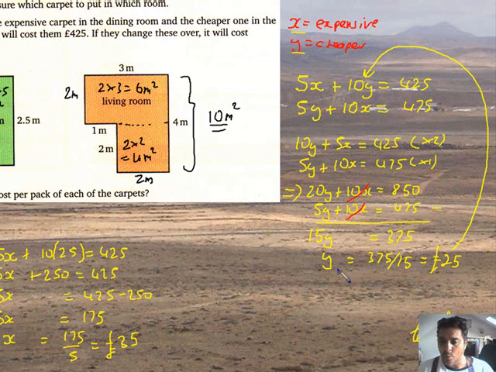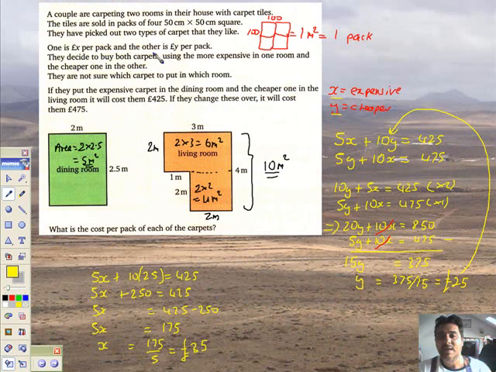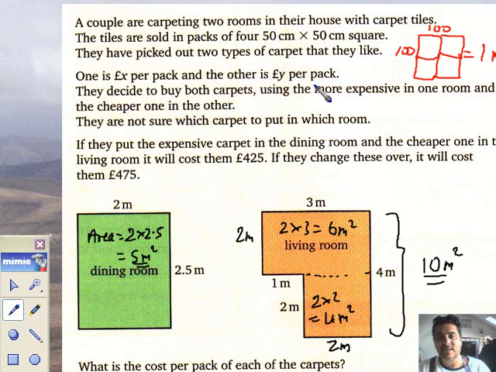So y comes to £25, x comes to £35. It didn't matter whether y was 35 or x was 35, because we're told one pack is x and the other pack is y, and they've not designated which is the most expensive one. So, had I done it a different way, I would have got y to be the more expensive one, and vice versa. All right, that's that, and that's a really lovely question. That was nice. I enjoyed it.